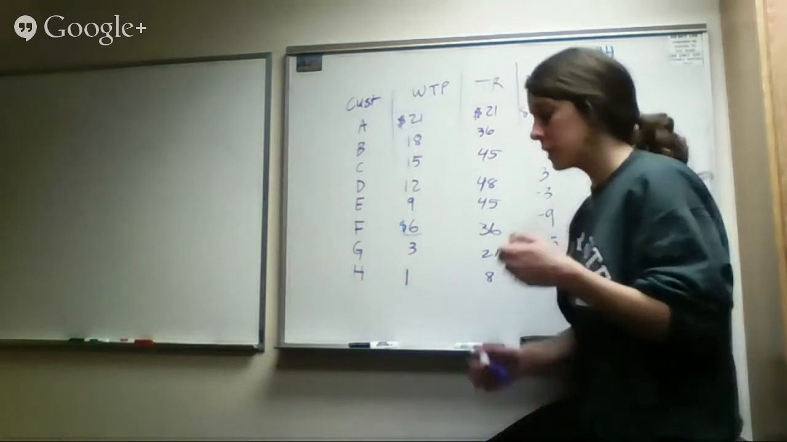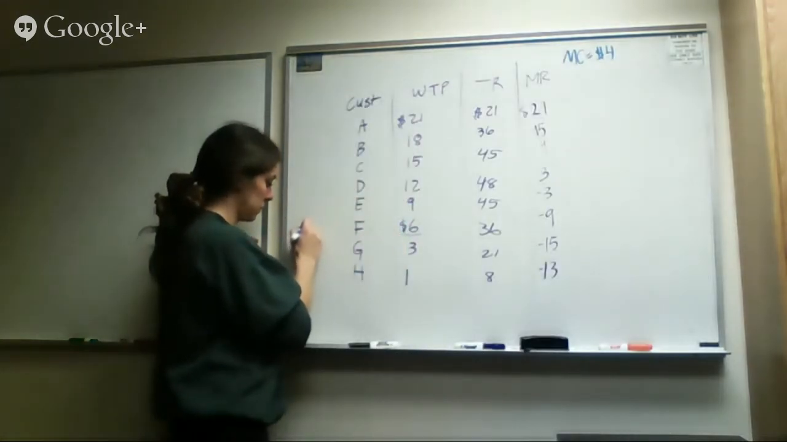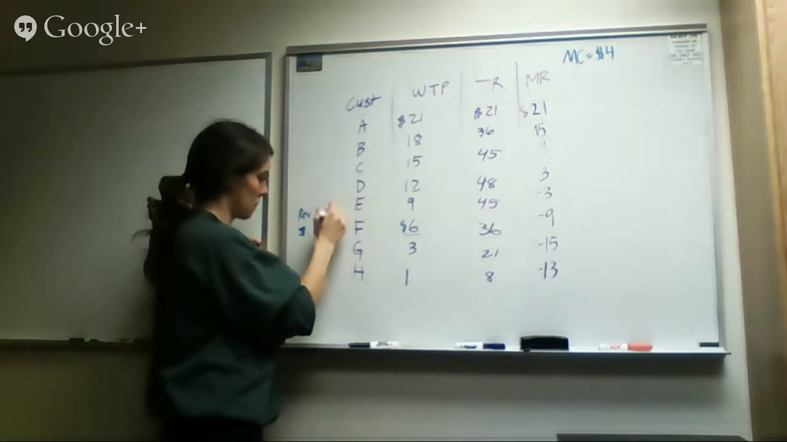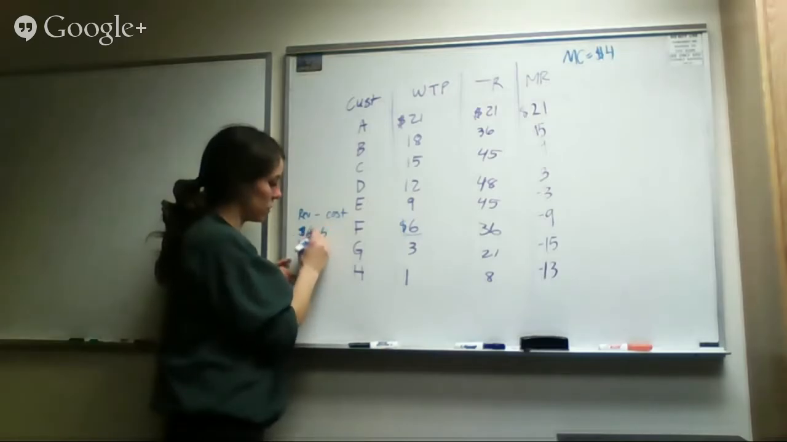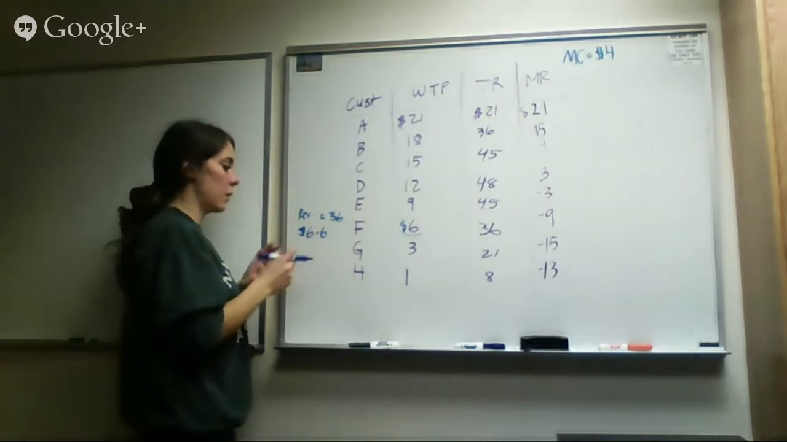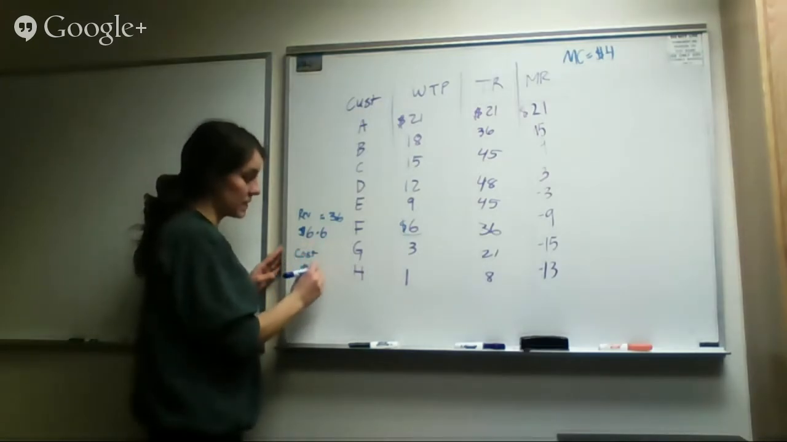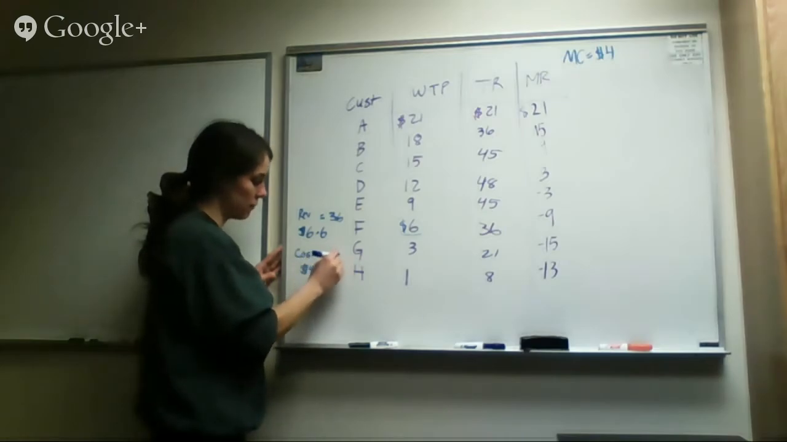And so they're going to get $6 per burrito, and they're going to sell 6 burritos. So the revenue is going to be $36, and their costs are going to be $4, because that's how much each burrito costs to make, times the 6 burritos, for a total cost of $24.